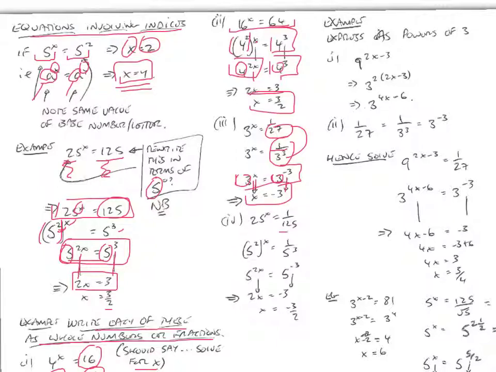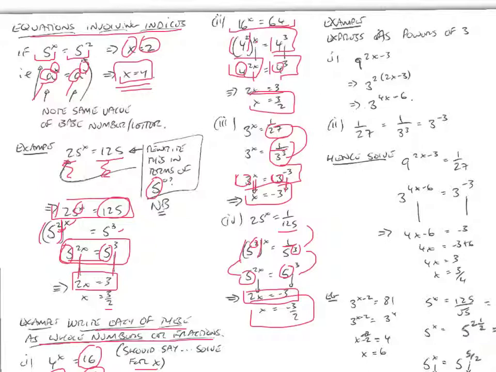25 to the x equals 1 over 25. 25 is the same as 5 squared. I'm going with 5s here on both sides. 5 squared all to the x is the same as 1 over 5 cubed, which is another way of writing 125. 1 over 5 cubed, another way of writing that is 5 to the minus 3. This is 5 to the 2x, so 2x is equal to minus 3, because my base numbers are the same now. x is equal to minus 3 over 2.